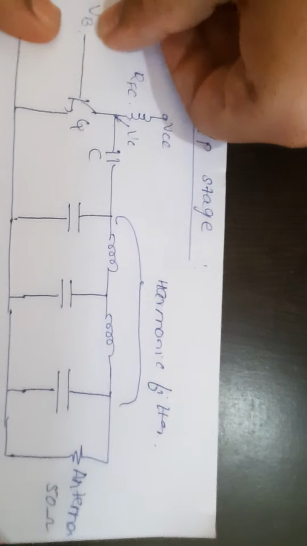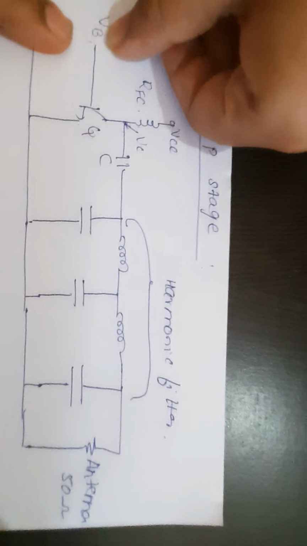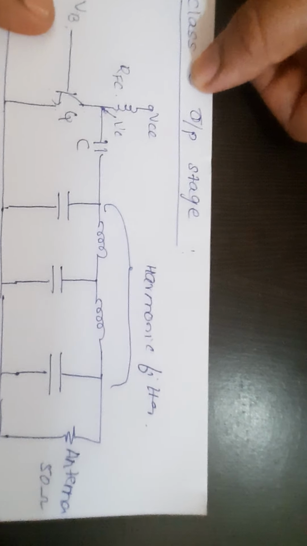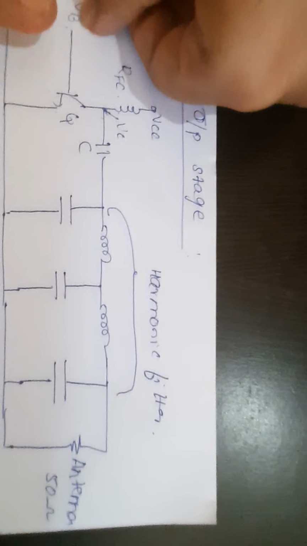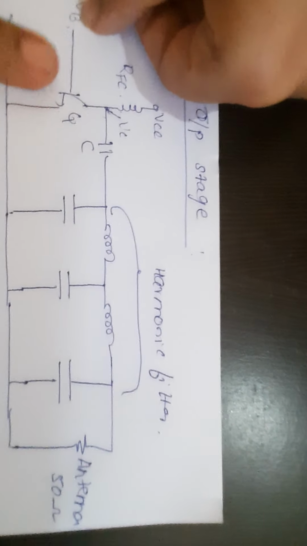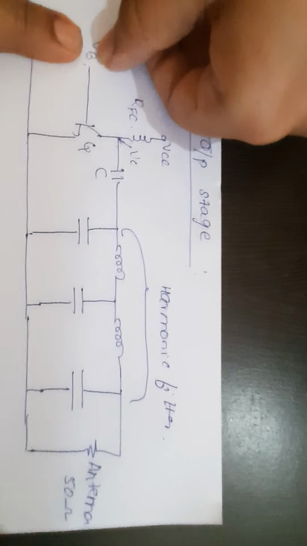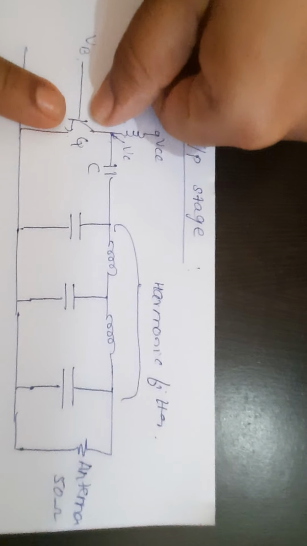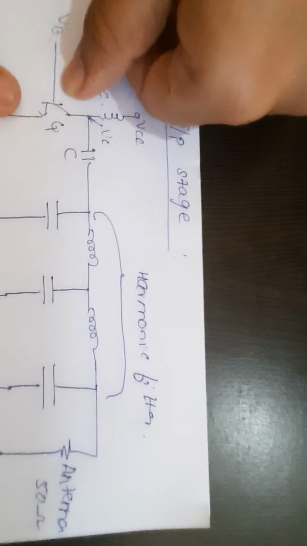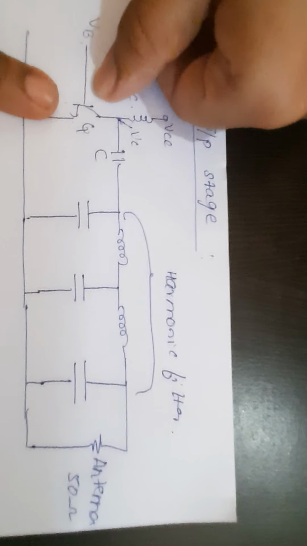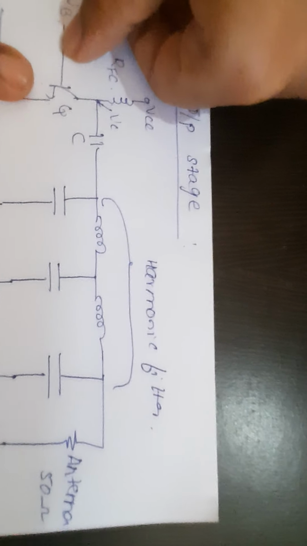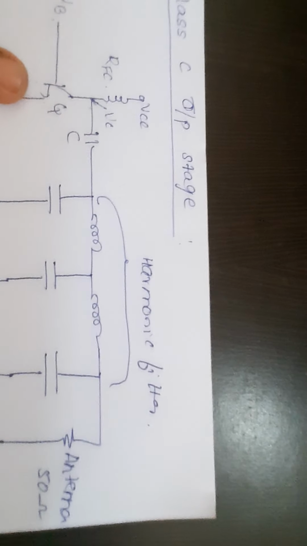We have seen that the efficiency of Class A amplifier is less, so in Class C the efficiency is good compared to Class A amplifier. When VB is 0, the transistor is off, current is small, so it dissipates less power. When the voltage VB is positive, the transistor is on, in saturation region, the voltage across the transistor is small, so power dissipation is also small. So we'll say that the efficiency of Class C is better than the Class A amplifier.